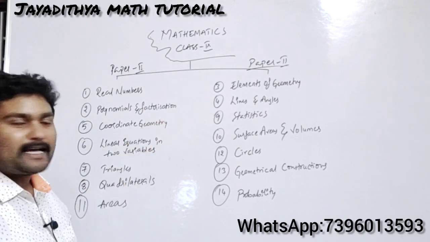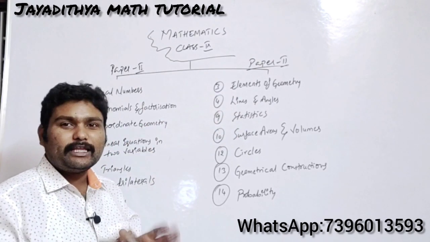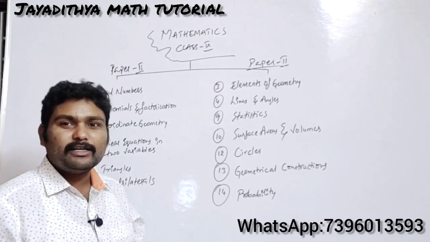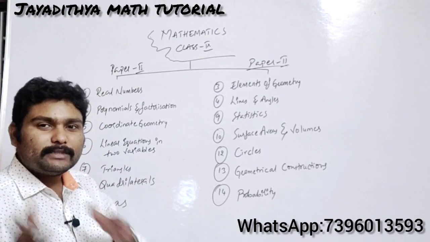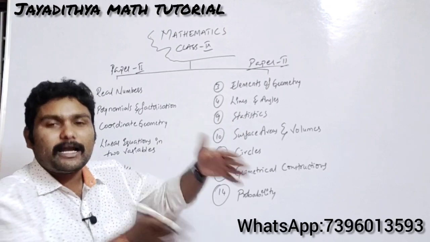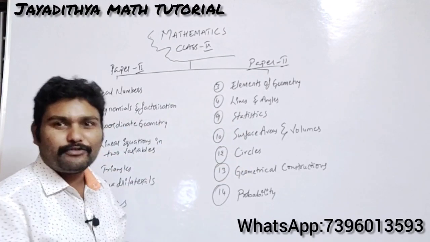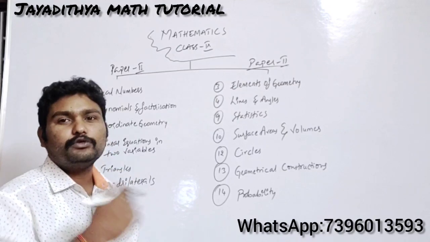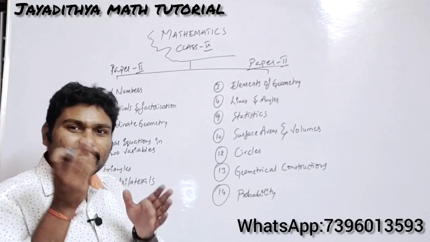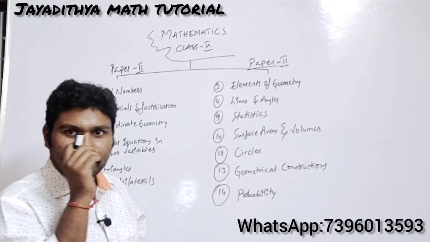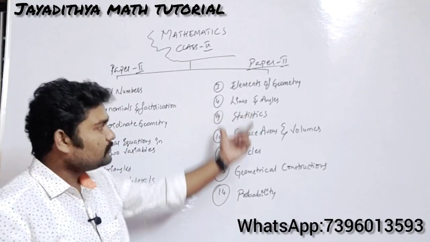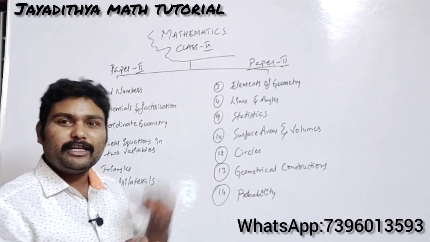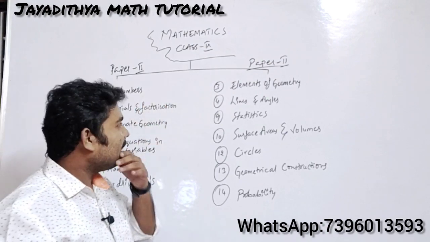Then coming to the 9th chapter. The 9th chapter is statistics. Don't think what do you mean by statistics here. You have learned about data handling. So data handling is a part of statistics. Statistics is a branch of mathematics actually. When you are upgrading yourself to upper standards, each and every topic will be a specific chapter over there. So every chapter will be a branch in your higher studies. Like that you should understand.